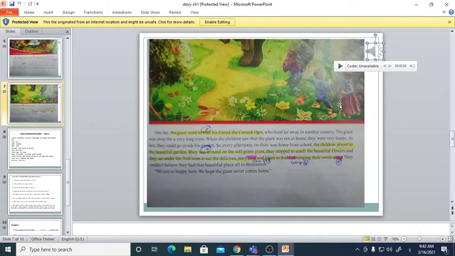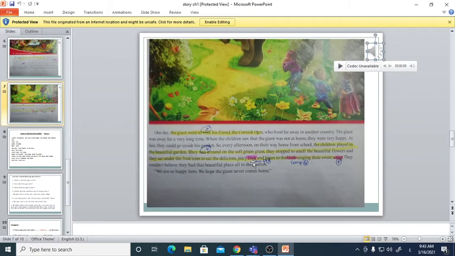When the children saw that the giant was not at home, they were very happy. At last, they could go inside his garden. So, every afternoon, on their way home from school, the children played in the beautiful garden. What did they also do in the garden? They ran around on the soft green grass. They stopped to smell the beautiful flowers, and they sat under the fruit trees to eat the delicious, juicy fruit and listen to the birds singing their sweet songs.